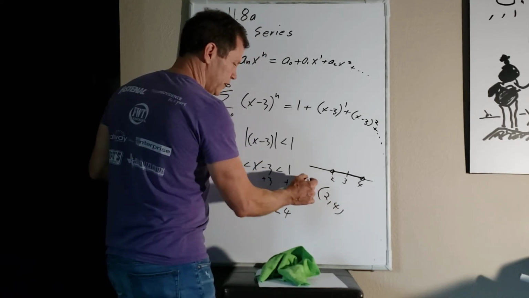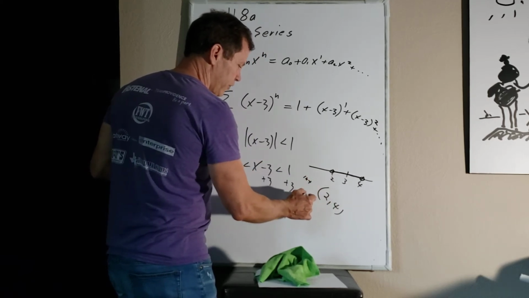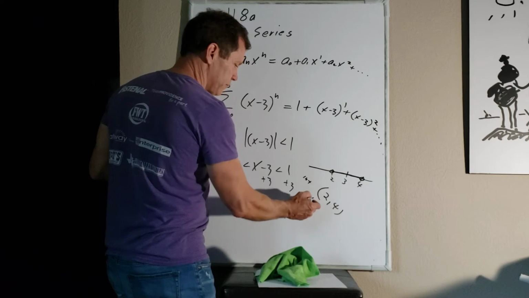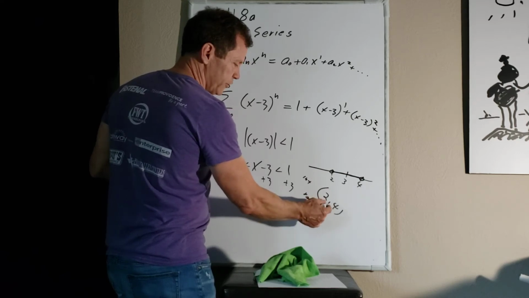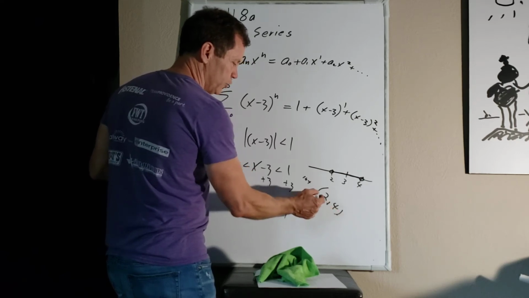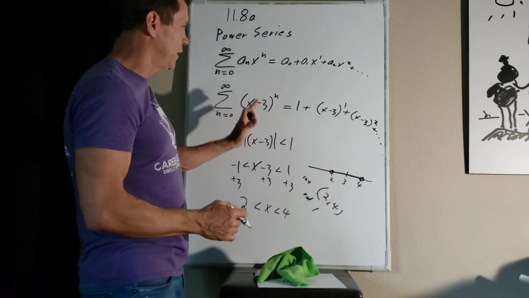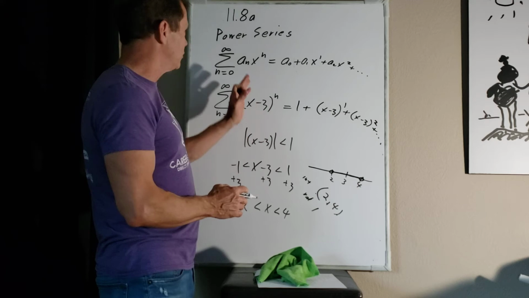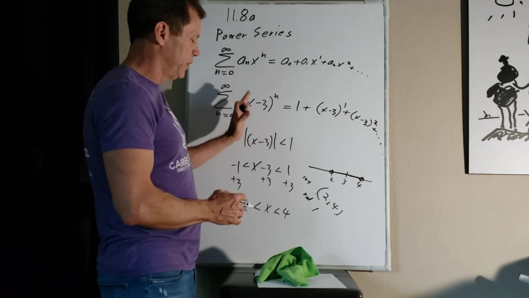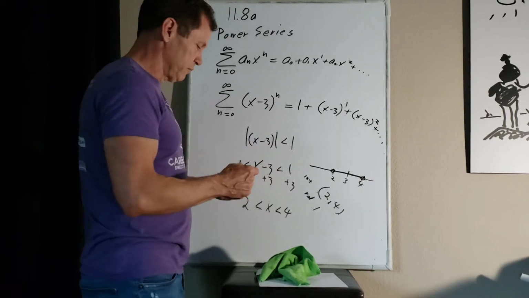That's its interval of convergence, and now its radius of convergence. How far is it from the center? The center is 3, out to 4 is 1, and back to 2 is 1. So its radius of convergence is 1, just like the other one, and that's exactly the same as the other one. So what I did was shift the center from 0 for the last problem up to 3.